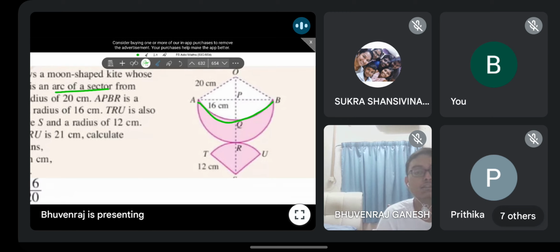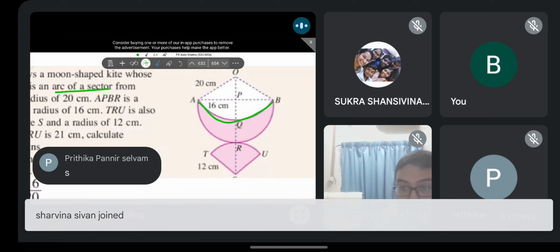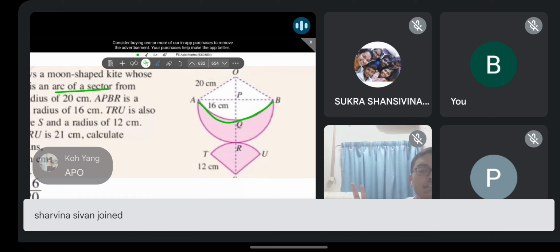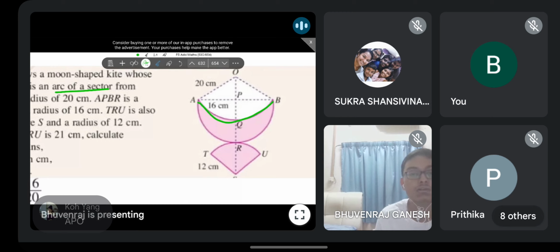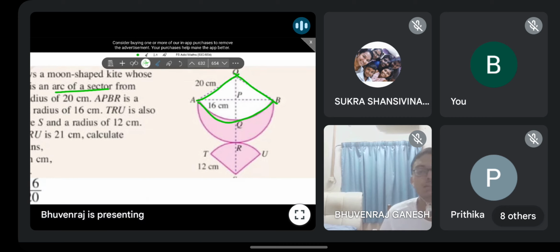Apa nama sektor kat sini? Bila panjang lengkok dia adalah AQB. Anyone know? What is the label for our sector here? Sector. A sector must have 3 labelings. No, APO is a triangle. No, APB is a straight line. Yes, AOB, correct. All right, so guys, AOB, this is the labeling for our sector.